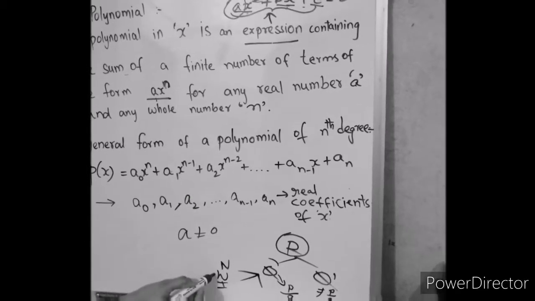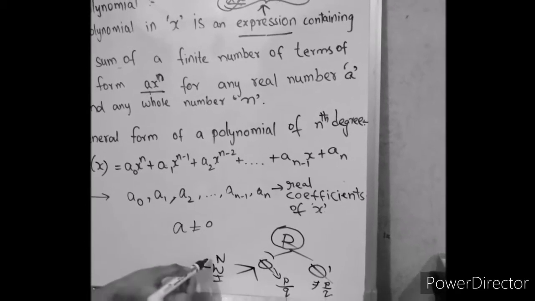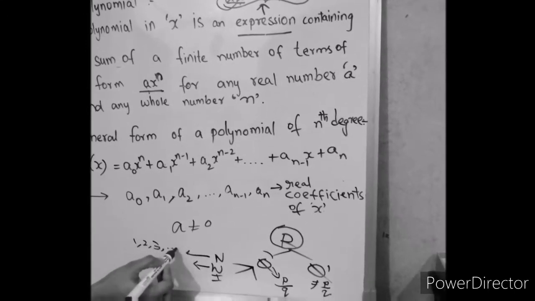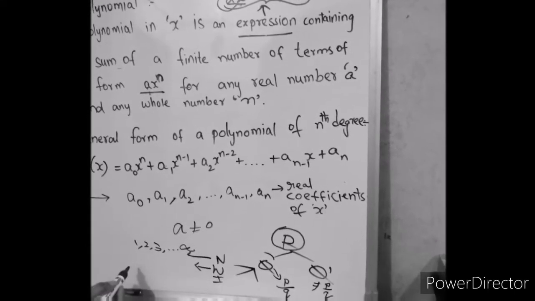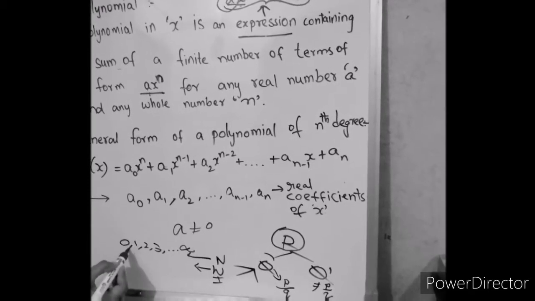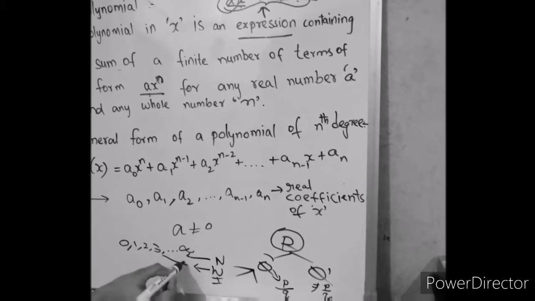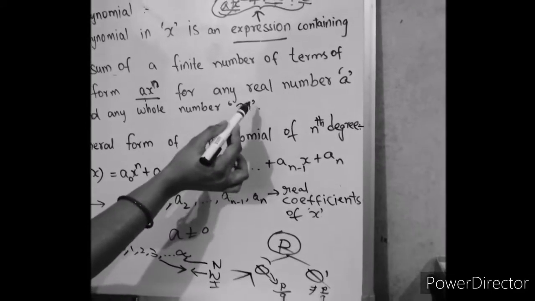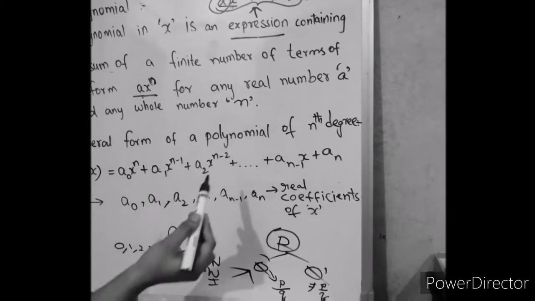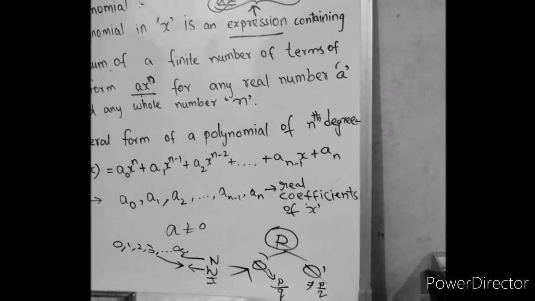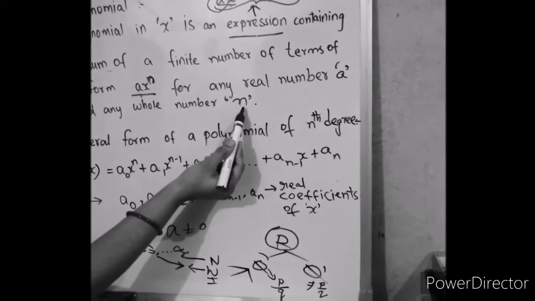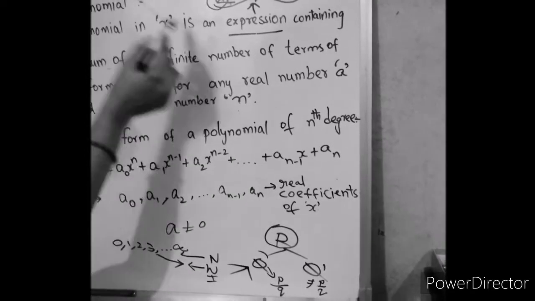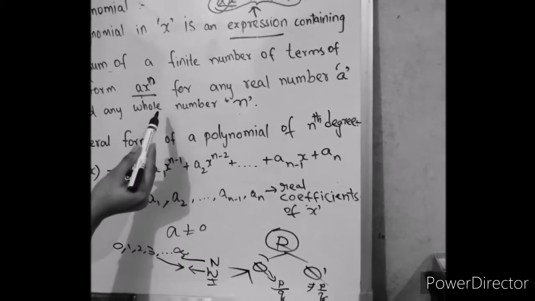What do you mean by whole number? I know the natural numbers are 1, 2, 3 and so on up to infinity. If I include 0 with these, then they are called whole numbers. So n can be 0 or 1 or 2 or any number up to infinity. According to the problem, the n value will be defined. So this is the definition of a polynomial.